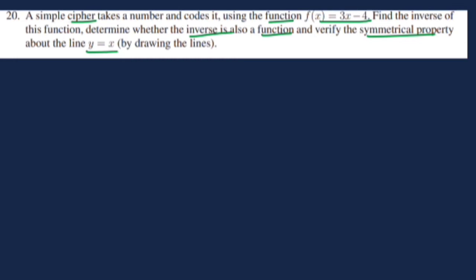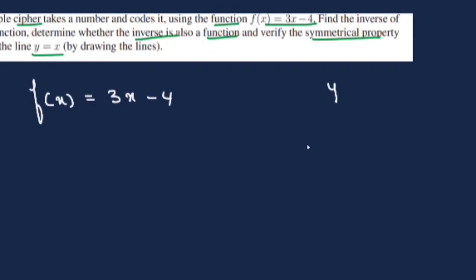So first let us write the function f of x is equal to 3x minus 4. Whenever you have to find the inverse, put y is equal to 3x minus 4. Find x in terms of y. Whenever you have to find the inverse, write x in terms of y. It is actually y in terms of x, isn't it? So we have to write x in terms of y.